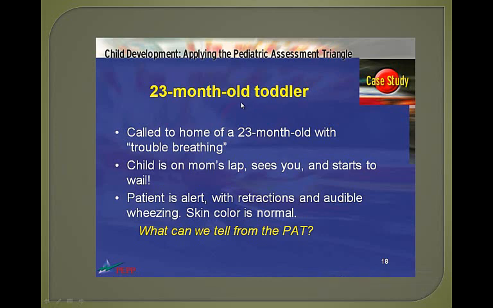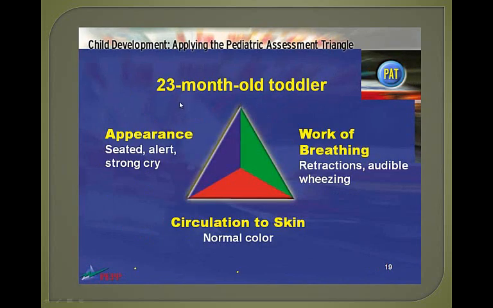You have a 23-month-old toddler. Let's say you were called to the home of a 23-month-old with trouble breathing. The child is on the mom's lap, sees you, and starts to wail. The patient is alert, with retractions and audible wheezing. Their skin color is normal. What can we tell from the pediatric assessment triangle? Appearance: they are seated, alert, with a strong cry. Work of breathing: they have retractions and audible wheezing. Circulation: they have normal color. So they are in respiratory distress.